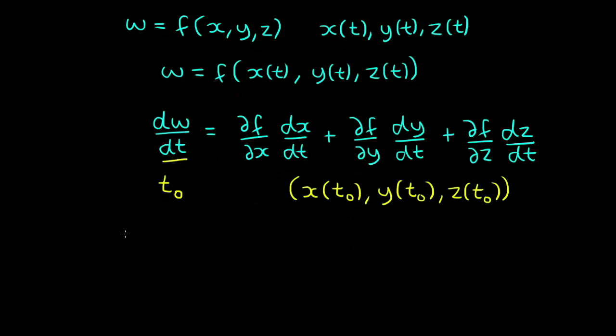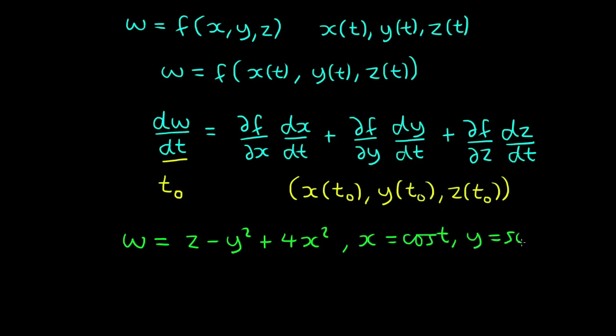As an example, suppose w is z minus y squared plus 4x squared, and x is cosine t, y is sine t, and z is equal to t.